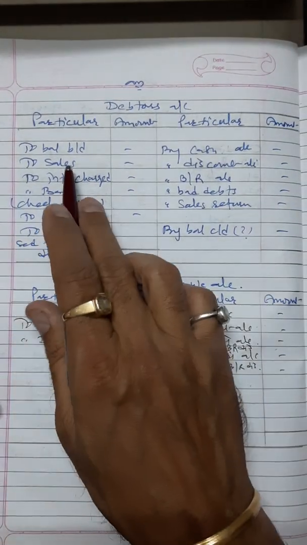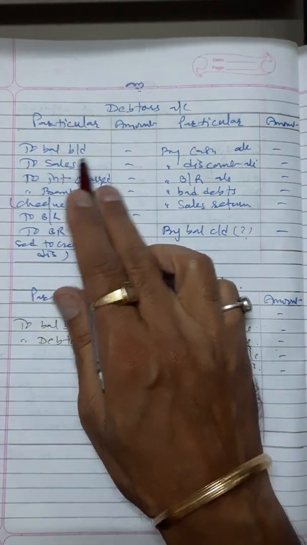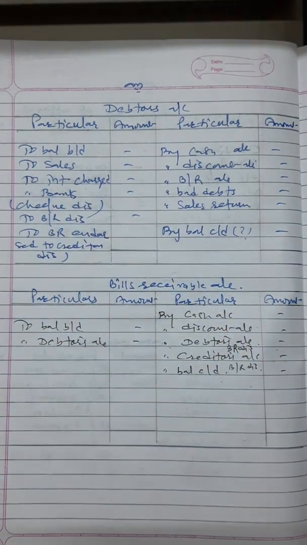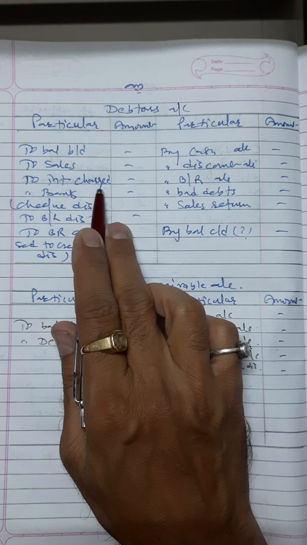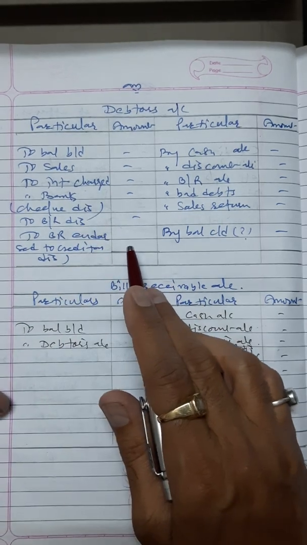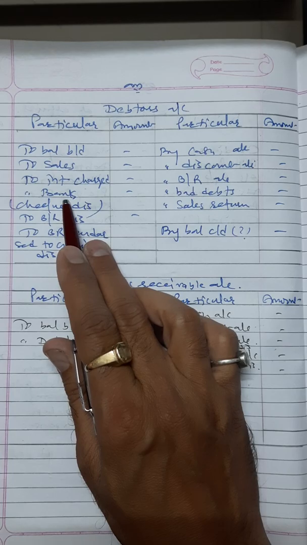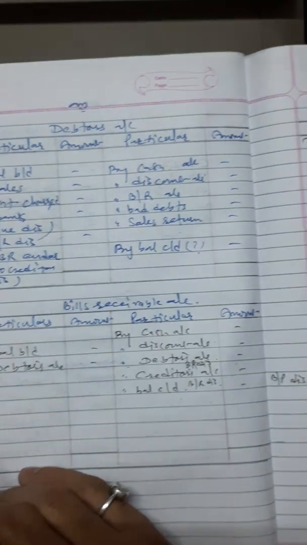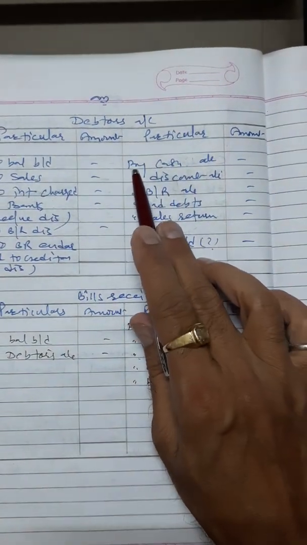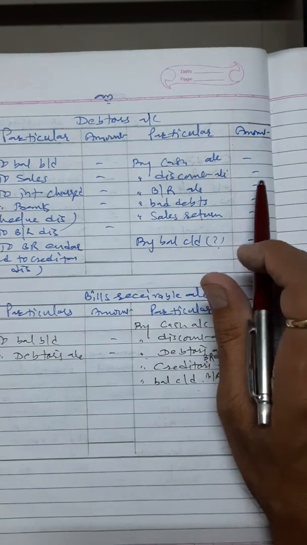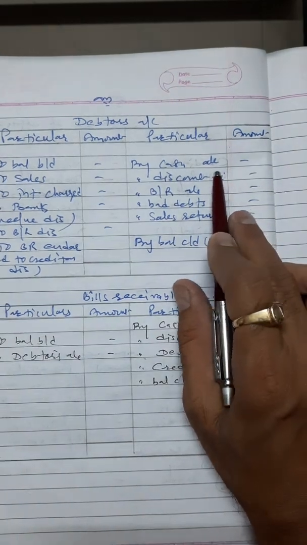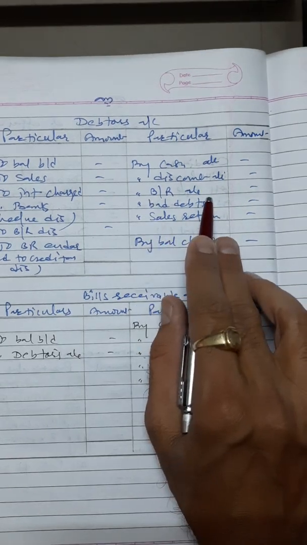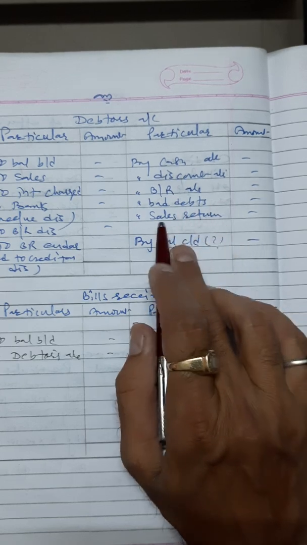On the debit side you have to write the opening balance of debtors, credit sale, sale to debtors, interest charged to debtors, cheque dishonored, bill dishonored. On the credit side you have to write cash received from debtors, discount allowed to debtors, bill signed by debtors, bad debts of debtors and sale return.